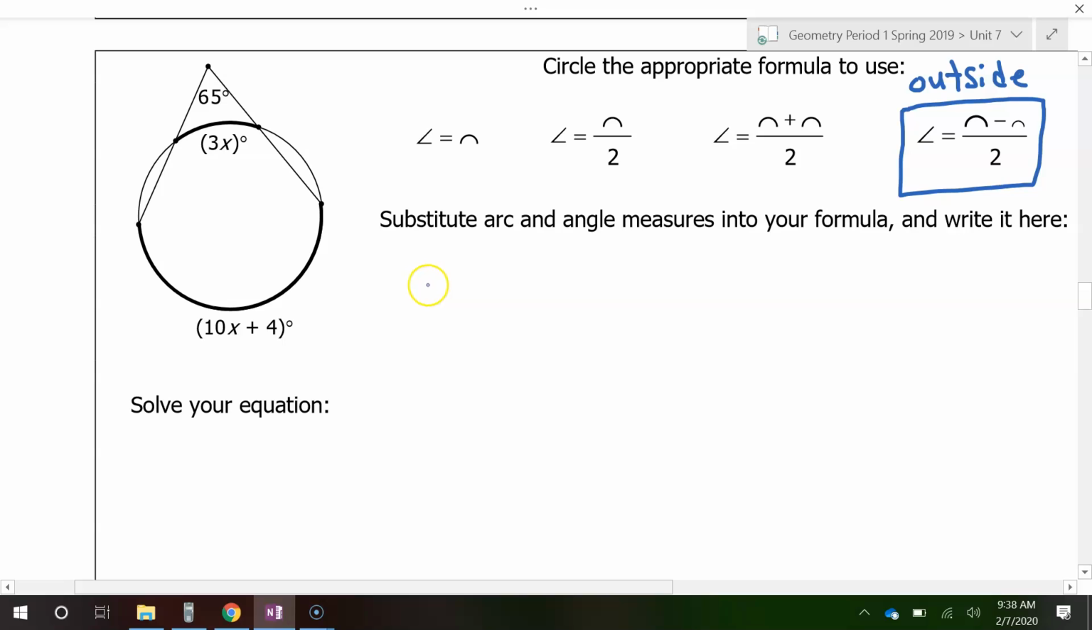Okay, so let's start with the angle. What's the angle in this picture, JJ? The angle is 65 degrees, so that's why that's going to go in the very front. So we're going to have 65 equals, and then what's the big arc and what's the small arc? The big arc is 10x plus 4, and the small arc is 3x. So 10x plus 4, and then minus 3x. That's big arc minus small arc divided by 2.